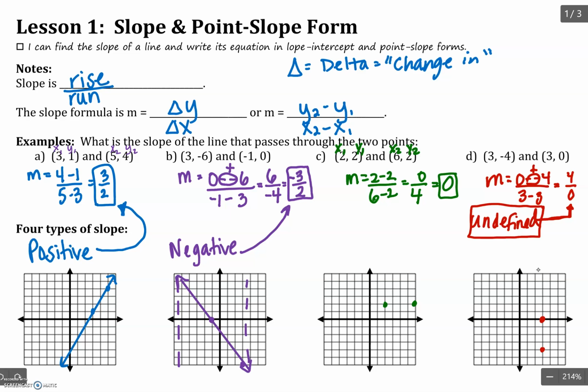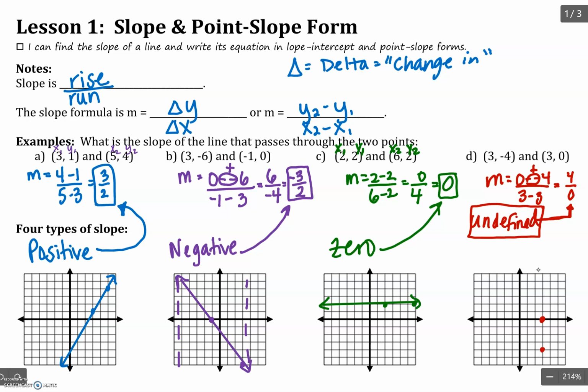The third one, if I were to connect those 2 points, you get a horizontal line. Horizontal lines have 0 slope. The slope is actually the number 0. And so if we have something with a 0 slope, the number is 0.